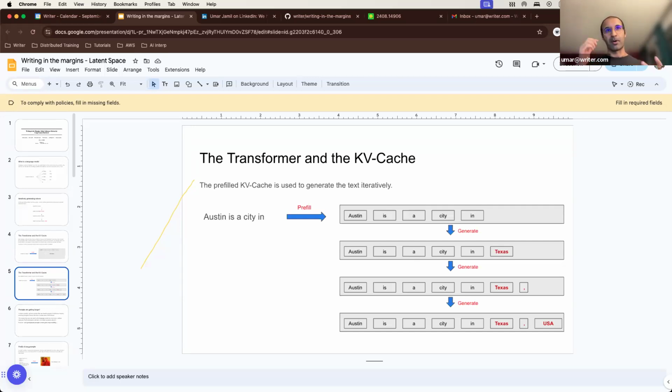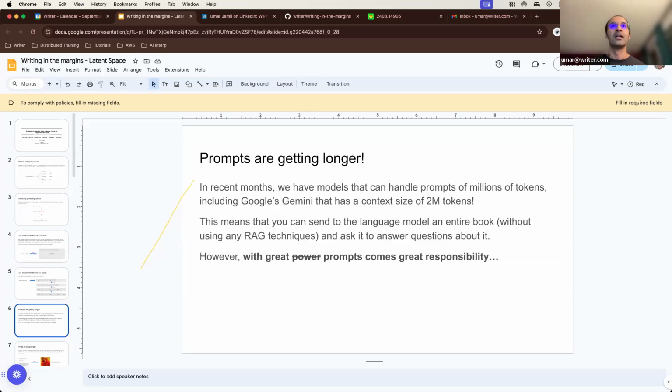So what happens is, for our prompt, Austin is a city in, the first thing that we do is this prefilling, which puts these tokens into the KV cache, one for each layer of the transformer. Then we generate the next token by asking the language model what it is. Suppose the next token is the word Texas. We take this token Texas and keep it in the KV cache so that the language model can leverage it to generate the next token. Then suppose the next token is a comma, etc., until we generate the entire response of the language model.